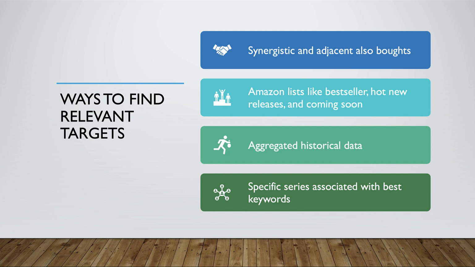And in the course that I'm running, I had everybody do synergistic also-bots, where they go through their also-bots and check to see if they appear on other people's also-bots that appear on theirs. And it's been a fun experiment because a lot of people are finding it's not what they think. So some ways to find relevant targeting that can work is, like I said, the synergistic also-bots.